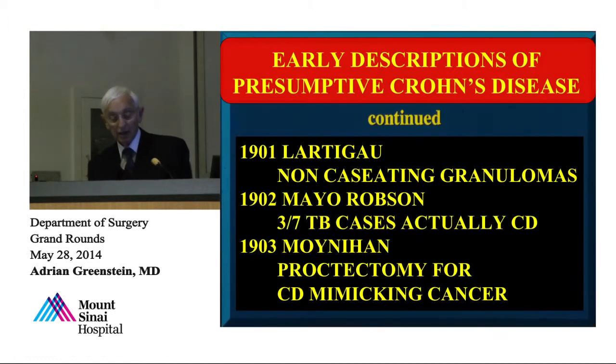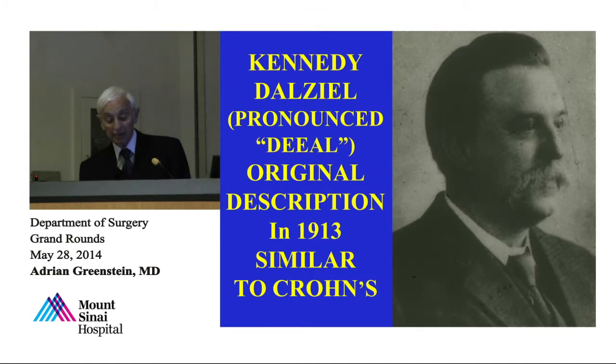In 1901, Lartigau described non-caseating granulomas, which distinguished this disease from tuberculosis. And in 1902, Mayo-Robson described 3 of 7 TB cases, which actually proved to be Crohn's disease. Moynihan did a proctectomy for Crohn's disease mimicking cancer.